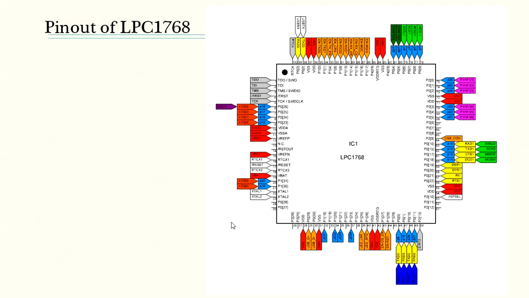So having discussed the internal blocks of LPC1768, let us quickly look at the pin configuration or the pinout of LPC1768. LPC1768 is a 100 pin IC, of which 70 pins form the GPIO. What does GPIO stand for? It is the general purpose input output, right? And all the operations that happen will be through this GPIO.